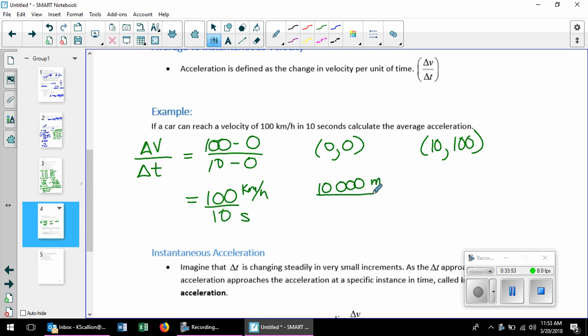If I want to change an hour into seconds, how many seconds is in an hour? 3,600. And that's all divided by 10 seconds. That's a lot of math. So what do we get? So let's just go 2.8 for funsies.